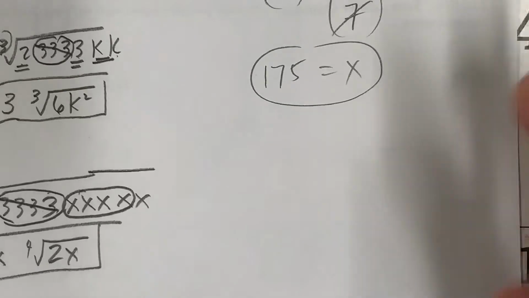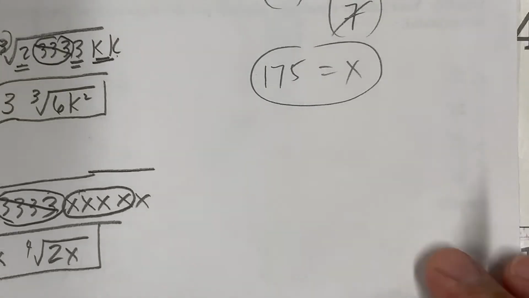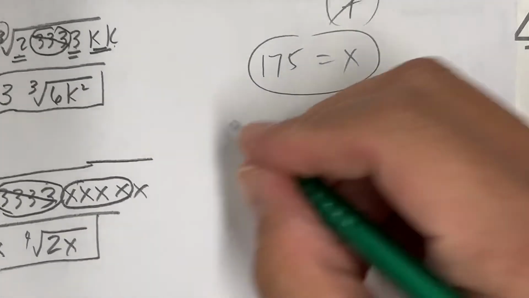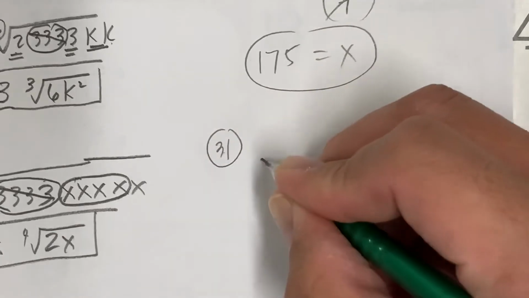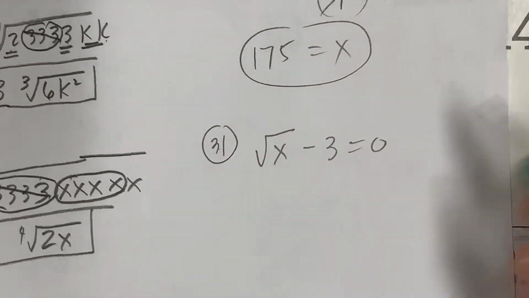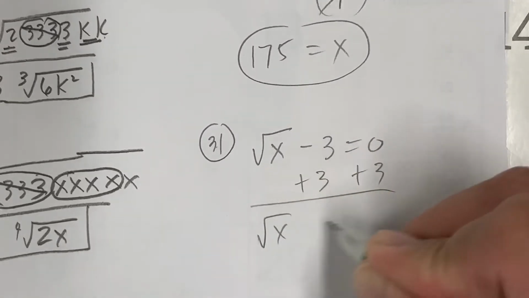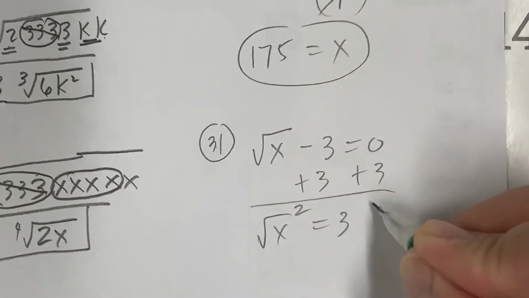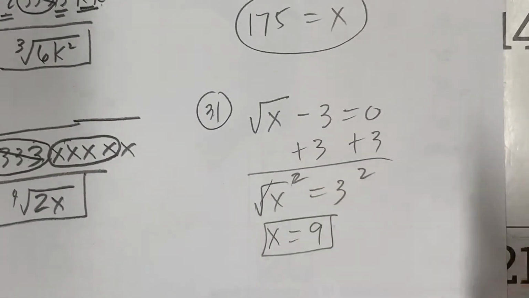On this study guide, the only thing that we might have overlooked that should be included is solving for radicals, wherein something like, let me put 31 there, square root of x minus 3 is equal to 0. You have to solve for x by adding 3 on each side. Square root of x is equal to 3. You have to square it. This cancels out. This becomes x equal to 9.